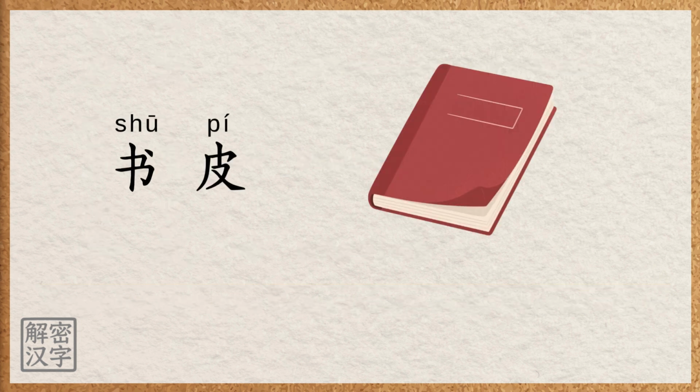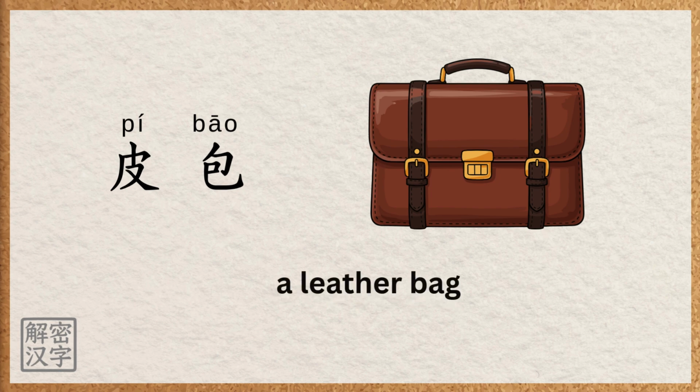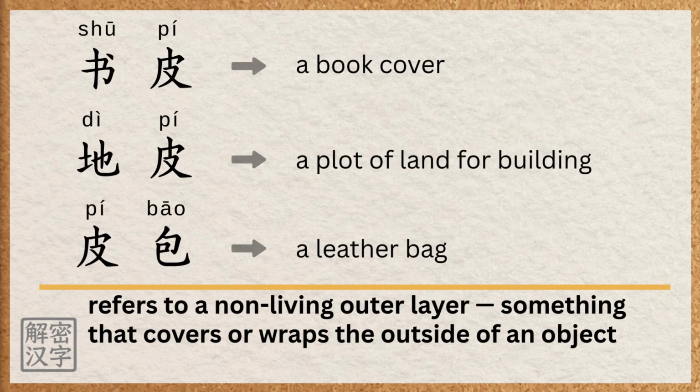书皮 means a book cover. 地皮 means a plot of land for building. 皮包 means a leather bag. Here, 皮 refers to a non-living outer layer, something that covers or wraps the outside of an object.